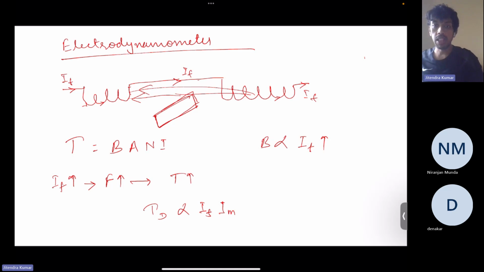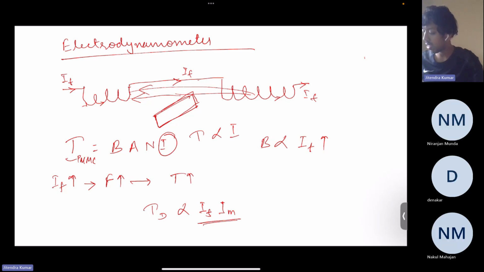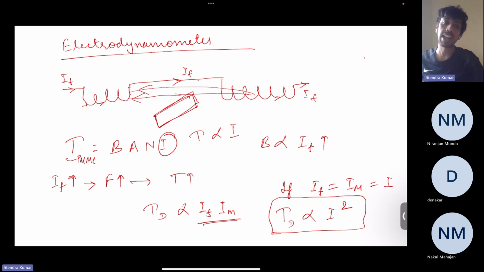But dependence on those two currents makes this instrument non-linear, right? Because earlier the torque on PMMC was dependent simply on current. So torque was linear. So that is why the PMMC device is linear, right? But here it is IF times IM, and if IF is equal to IM, torque will be proportional to I square, isn't it? So from this property, you see that the behavior of the force in this instrument will be non-linear.